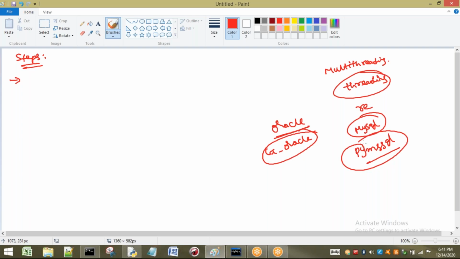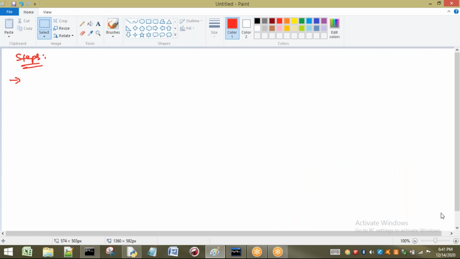If you are dealing with Microsoft SQL, then compulsorily we have to use the concept of pymssql. That is nothing but Microsoft SQL for Python, we can consider it. So for Microsoft SQL, we have to use pymssql.